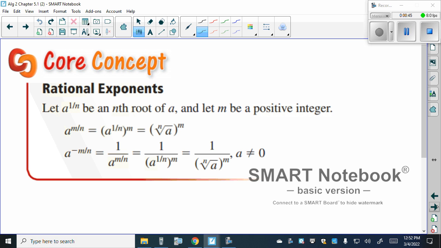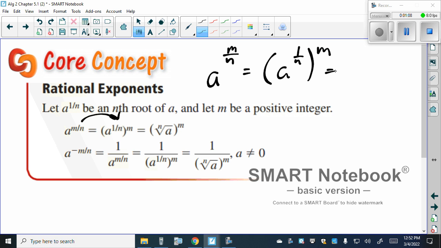What we can do is take it and split it apart into a to the 1 over n to the mth power, because powers of powers multiply, and we can actually split them apart. So we're just taking m over n and rewriting it as a to the 1 over n to the mth, which is really just the nth root of a to the m, and then we can simplify that root down to something that's a little bit easier to work with.